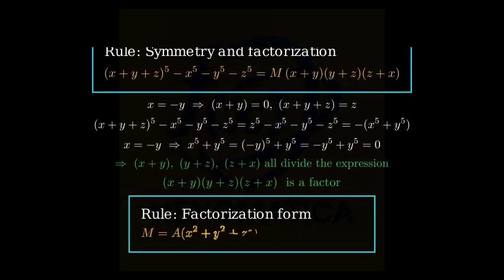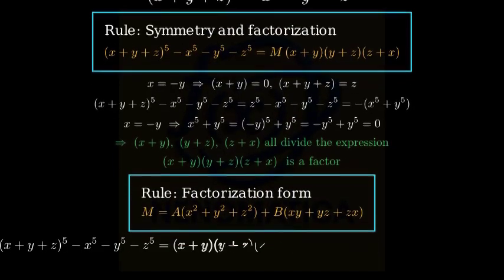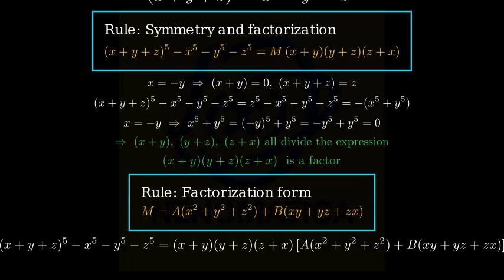Step 2. Because of symmetry and homogeneity, we assume M has the form A times the sum of squares plus B times the sum of pairwise products. So we write the factorization as the product x plus y times y plus z times z plus x, multiplied by A times x squared plus y squared plus z squared plus B times xy plus yz plus zx. Step 3. We will plug in simple values to find A and B.